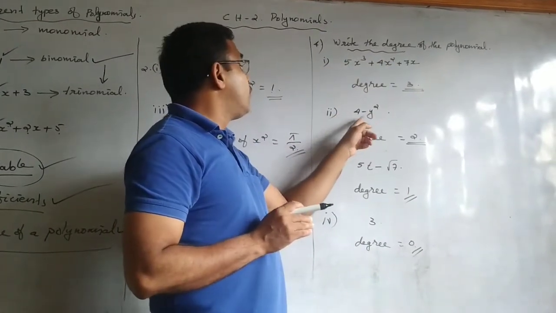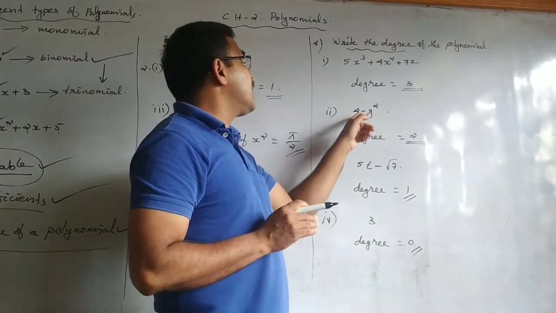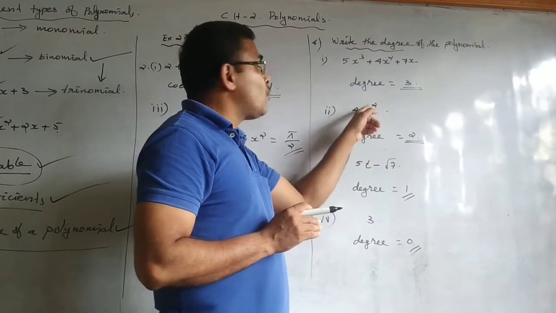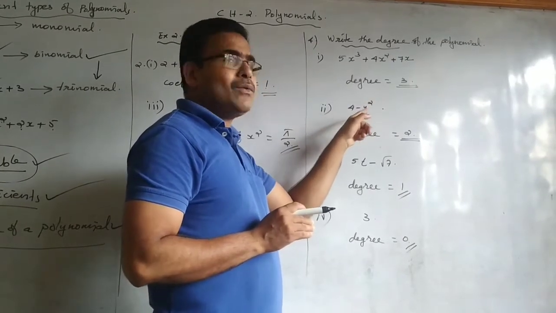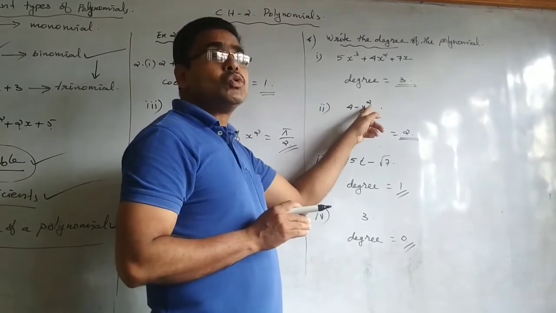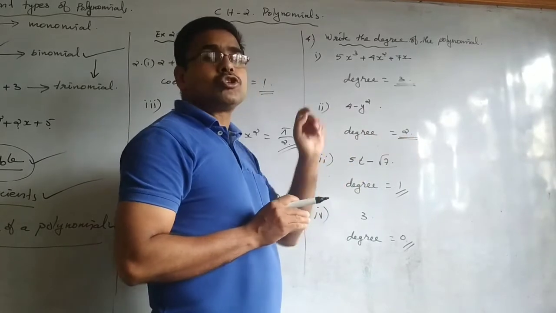Question number 2. 4 minus y square. Here, what is the degree? Here the variable is y, not x. Then, what is the highest power of y? It is 2. That means the degree of the polynomial is equal to 2.